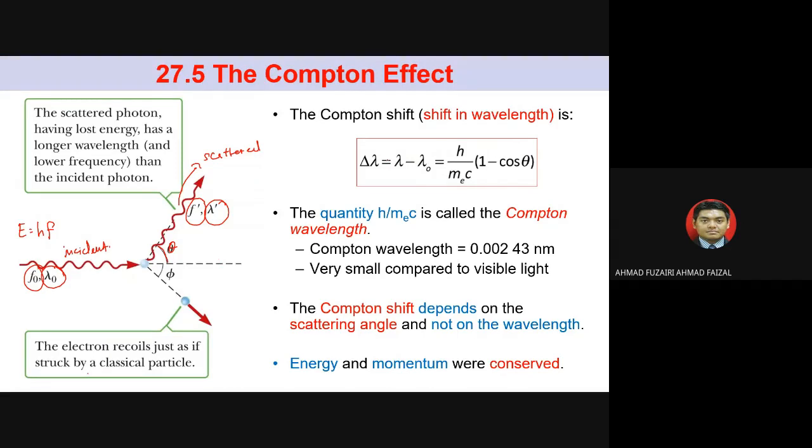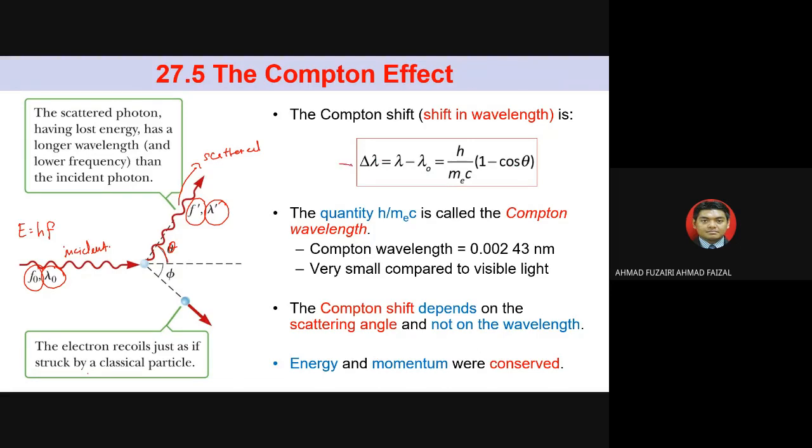In the Compton shift, the shift in the wavelength, we consider delta lambda, which is lambda minus lambda naught, equal to Planck's constant over the mass of the electron times the speed of light, times 1 minus cos theta.